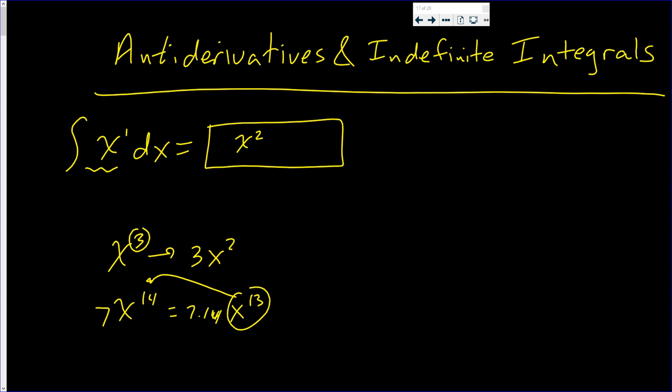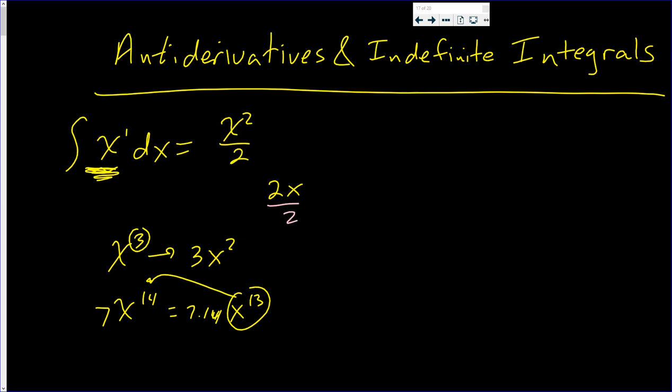Now, whatever it equals, the derivative of this better be x. Well, the derivative of x squared is 2x. But I want x. Oh, let me divide by 2. There it is. The derivative of x squared over 2 is x. That's their antiderivative, because if I take the derivative of that, I'll get x.